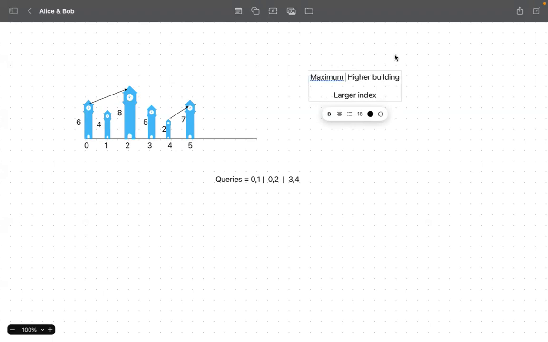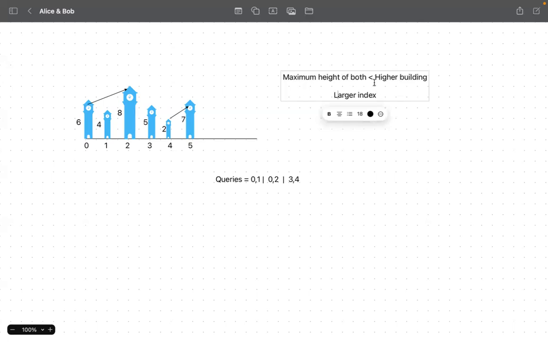So maximum of maximum height of both, right? The building should be higher than maximum height of both. Yeah, maximum height of both means it's not the height of Alice and Bob. Obviously, it's the height of the building in which Alice and Bob are residing, right? So where they can meet, wherever they will meet, that building should have higher height, right?